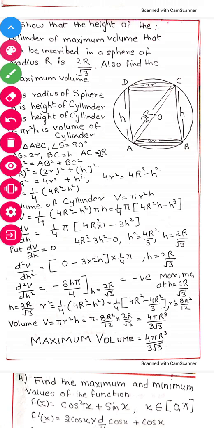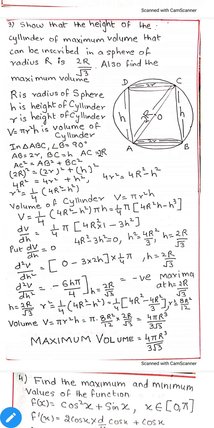Now in triangle ABC, as you can see in the figure, AB is equal to 2r, BC is equal to h, AC is equal to 2 capital R. Using Pythagoras theorem, we get AC square is equal to AB square plus BC square. 2 capital R whole square is equal to 2 small r whole square plus h square. 4 small r square is equal to 4 capital R square minus h square. Small r square becomes 1 upon 4 into (4 capital R square minus h square).